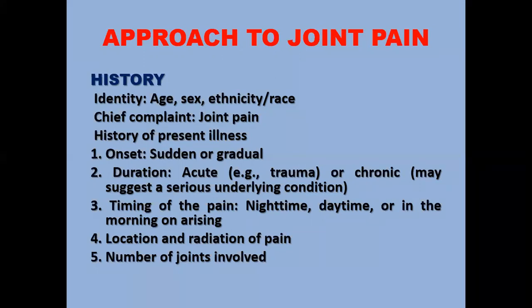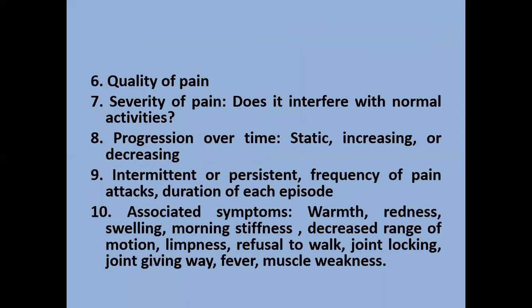Location and radiation of pain and number of joints involved. Also the quality of pain, severity of pain, does it interfere with normal activities or not? Progression over time, static, increasing or decreasing, intermittent or persistent, frequency of pain attacks and duration of each episode. Also, we need to ask about associated symptoms like warmth, redness, swelling, morning stiffness, decreased range of movement, which as we said are associated with the inflammatory type, lameness, refusal to walk, joint locking, joint giving way, fever, muscle weakness.